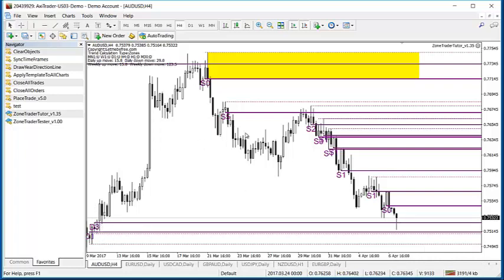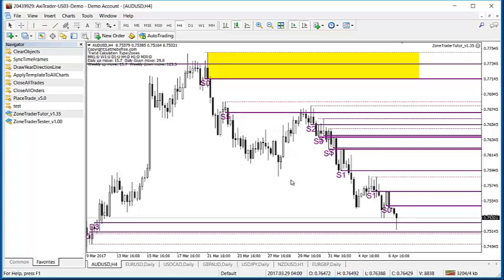Okay, for the zones themselves, we have the entry line and the stop line. The entry line is always solid, the stop line is always a dash or dotted line, I should say. So that gives some indication of where, if you're going to place a trade around the zone, you may place your entry and your stop.